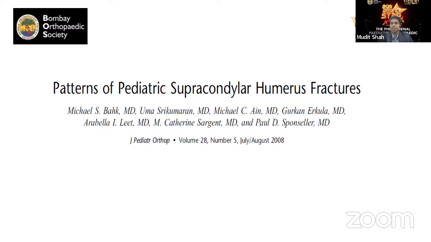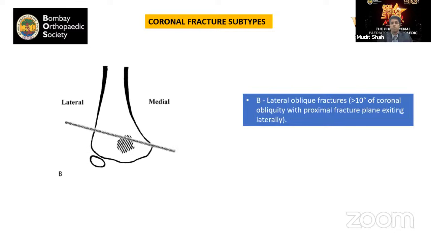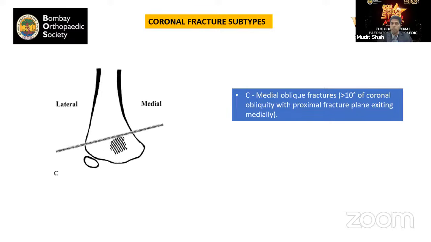So Gartland had given his classification in the 1950s. However, in 2008, JPO, Michael Bach et al. with Sponseller had defined the PAC classification, which was for Gartland type 3 supracondylar fractures. He said a typical transverse fracture can be easily managed with lateral pinning. A lateral oblique fracture, which has an obliquity of the fracture with a massive lateral part of the distal humerus, can again be managed with lateral pinning. However, if there is a medial oblique fracture where the obliquity is giving you a massive medial chunk of the distal humerus, it has to have cross pinning because it will require a medial pin.